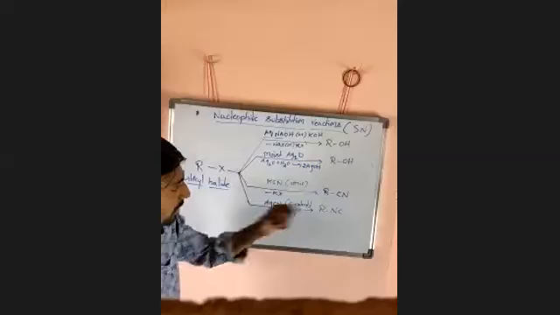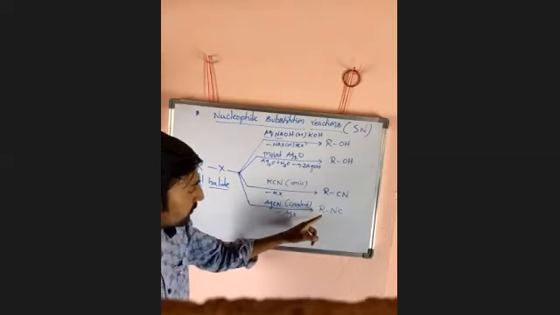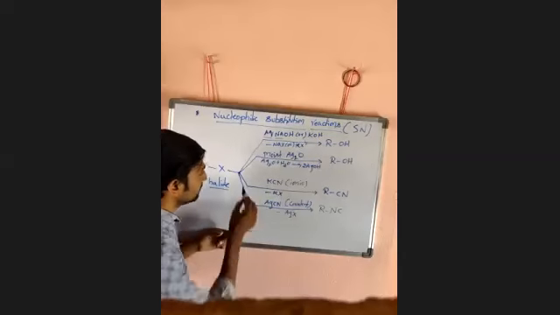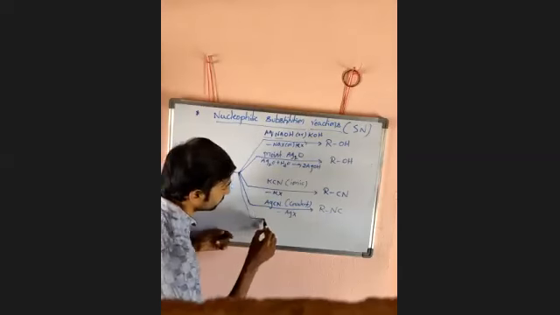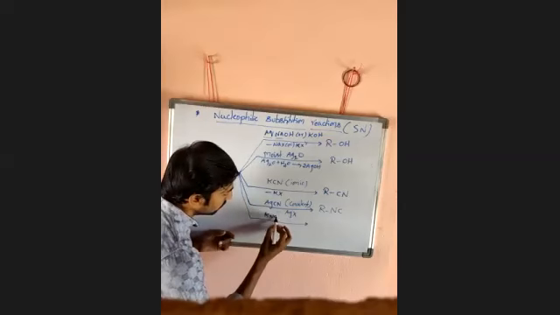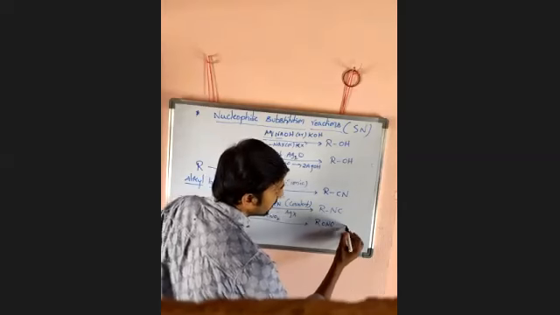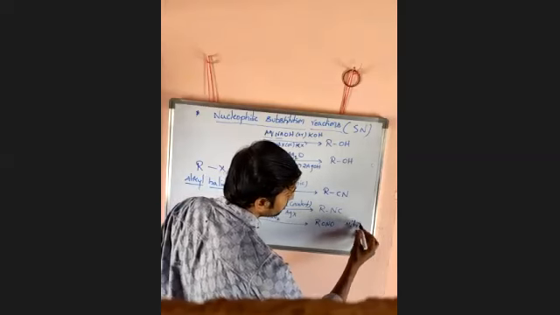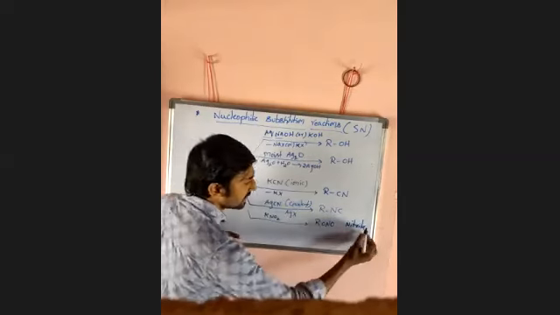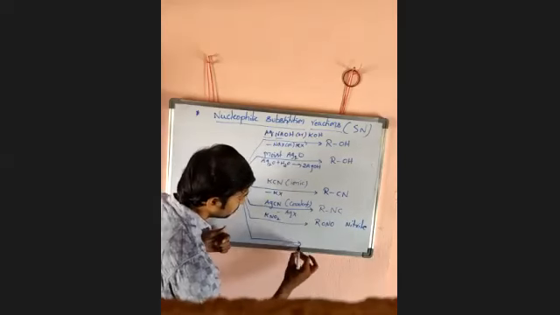So in case of KCN, what we will get? RCN. In case of AgCN, what we will get? RNC. Next, in a similar way, when R-X reacts with KNO2, we will get RONO. It is nitrite.